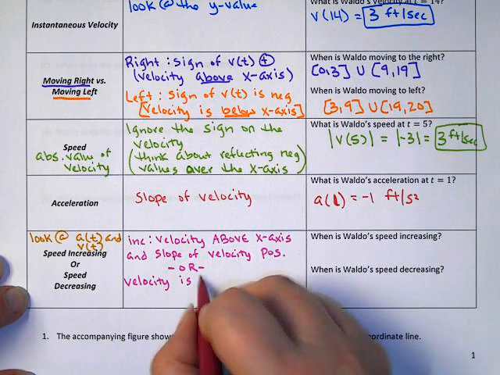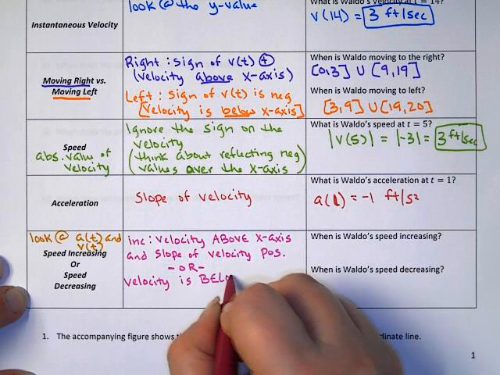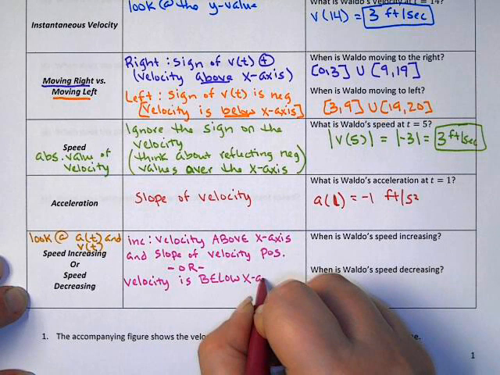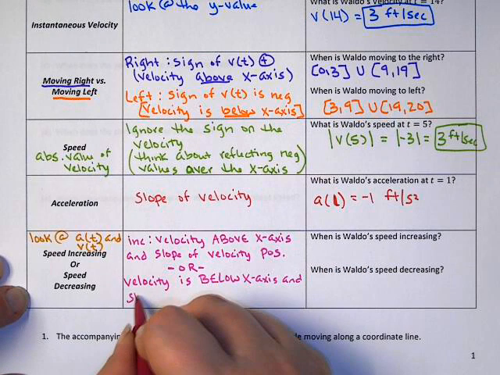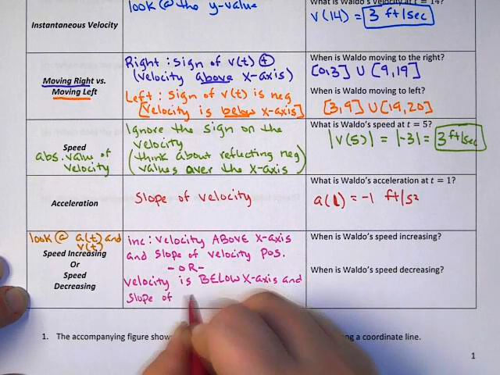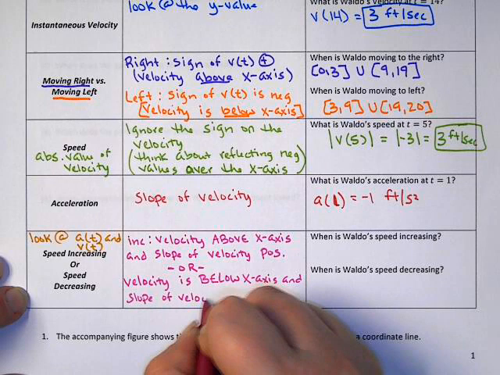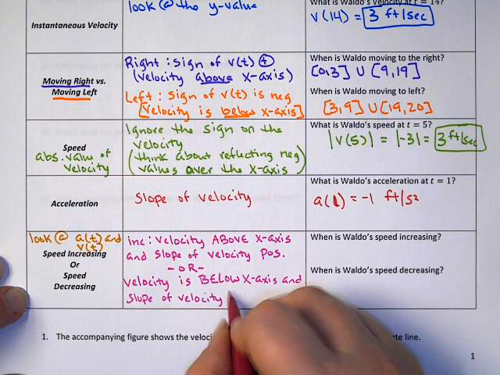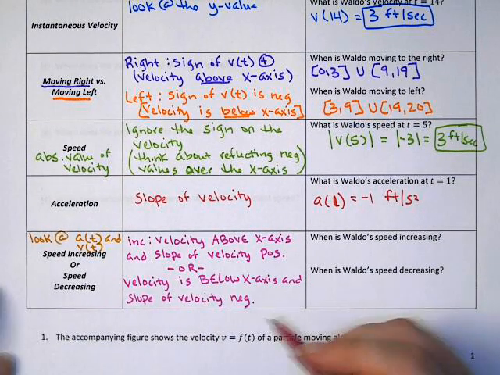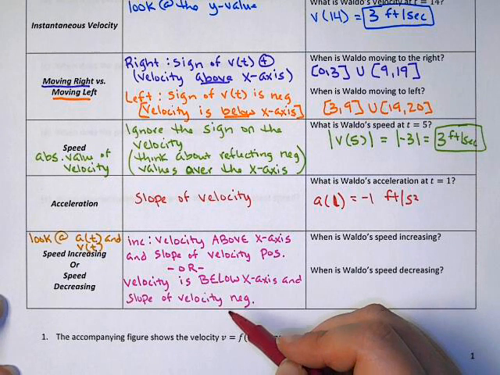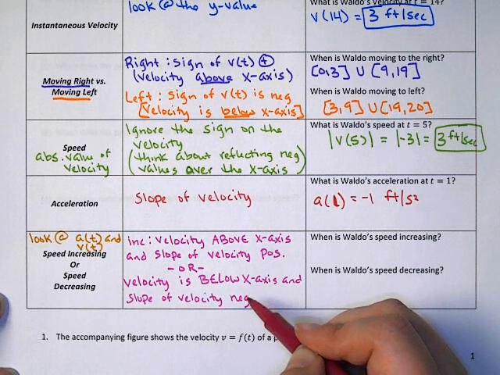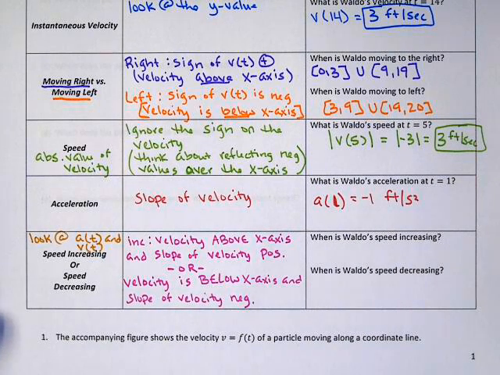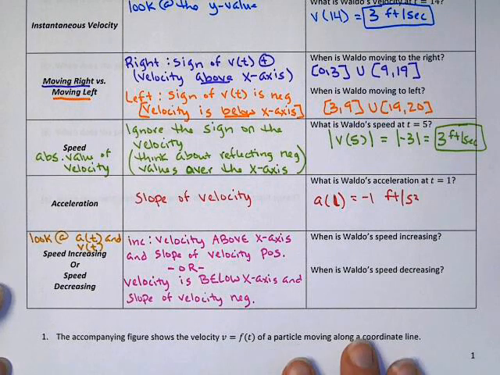is below the x-axis, so it's negative, and the slope of velocity is negative. In other words, the acceleration is negative. So if they're both the same sign, even if they are both negative, it does mean that the speed is increasing. So let's actually look at this on the graph.